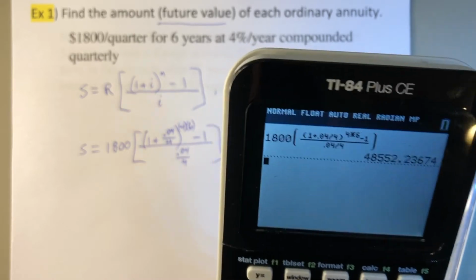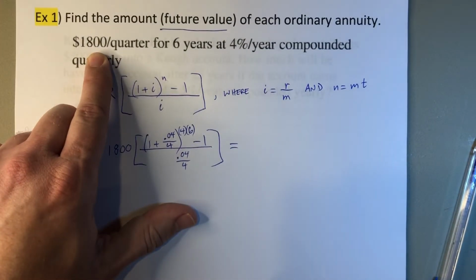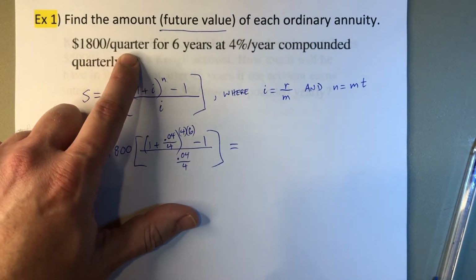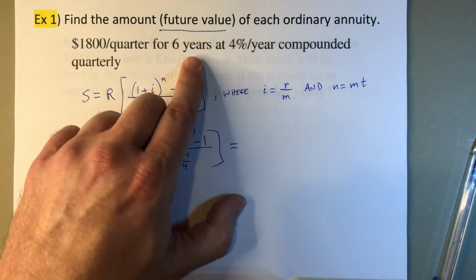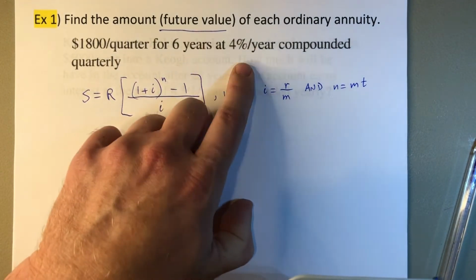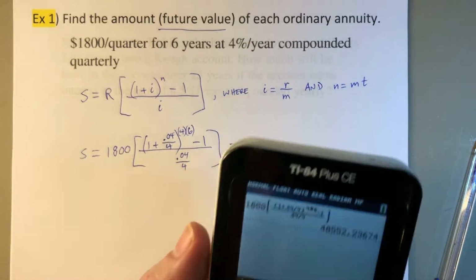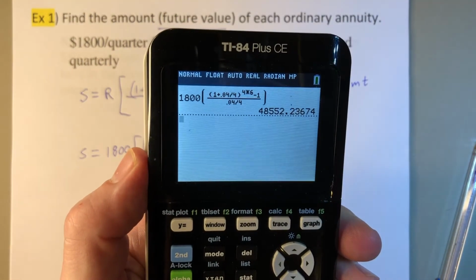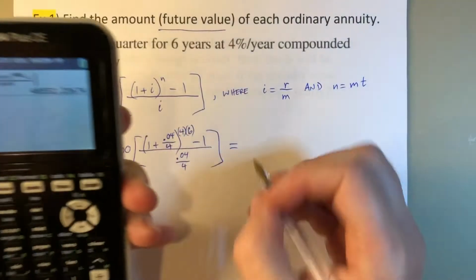All right. So if you were depositing $1,800 every 3 months or quarterly for 6 years, at this interest rate compounded quarterly, that's how much money you'd have in your account at the end of those 6 years. Okay, so let's write that down.